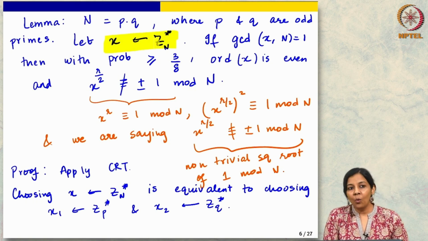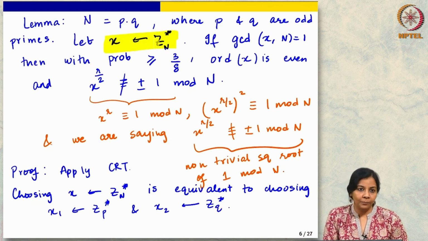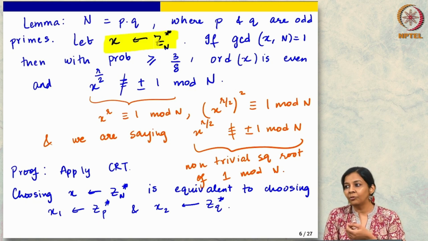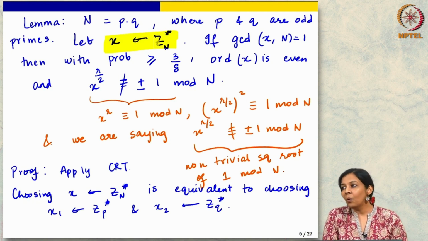It's because if my goal is to factor n, then how do I sample x from Zn star? Zn star has order phi of n, and if I want to sample uniformly from that, this is a problem, because if you remember, phi of n is (p minus 1)(q minus 1). So I do not know what phi of n is. I know it only when I know the factors of n. So how will I sample? This is a problem.